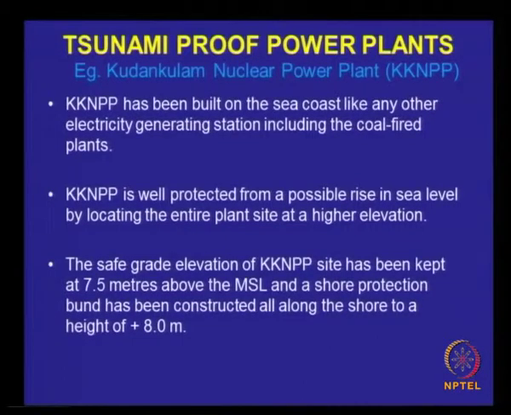So this has been built on the sea coast like any other electricity generating station, including the coal fired plants. It is well protected from a possible rise in the sea level by locating the entire plant site at a higher elevation. The safe grade elevation of this KKNPP site has been kept at 7.5 meters above MSL, and a shore protection bund has been constructed along the shore to a height of about plus 8 meters.